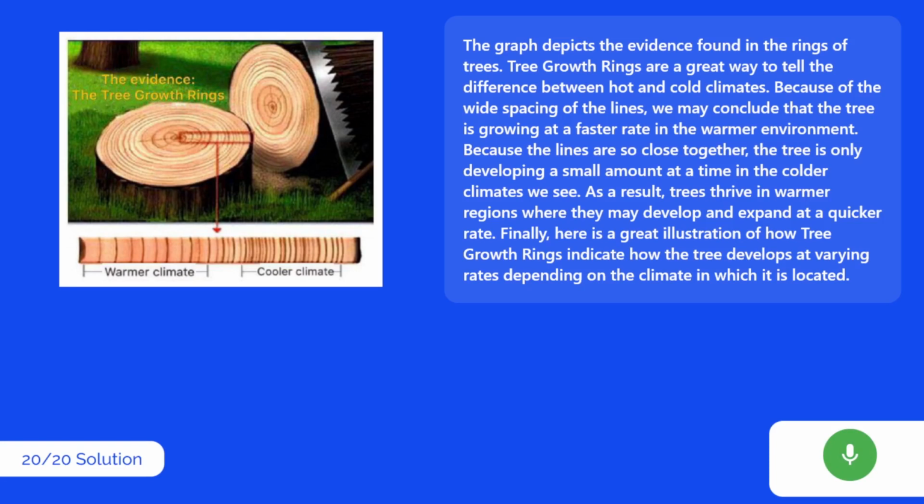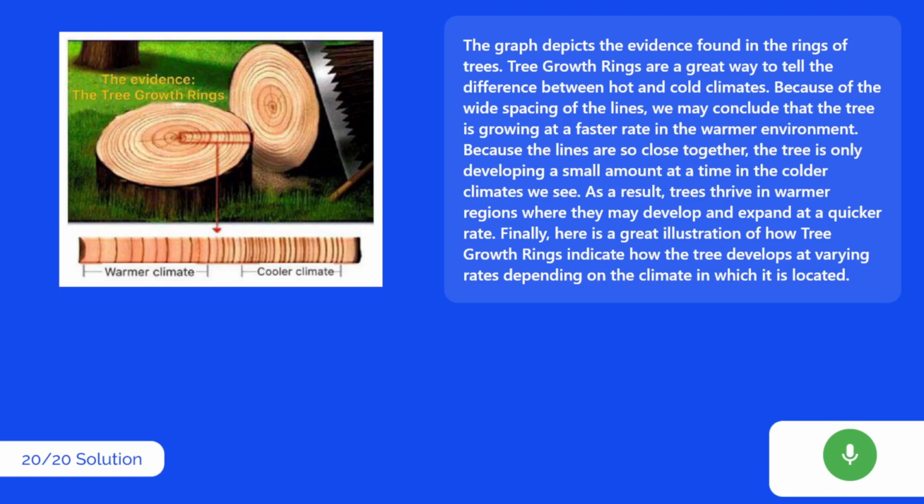The graph depicts the evidence found in the rings of trees. Tree growth rings are a great way to tell the difference between hot and cold climates. Because of the wide spacing of the lines, we may conclude that the tree is growing at a faster rate in the warmer environment. Because the lines are so close together, the tree is only developing a small amount at a time in the colder climates we see.